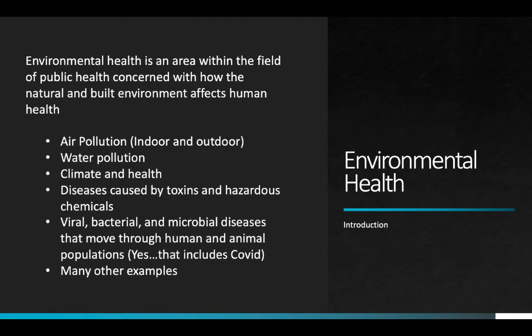As a quick introduction, let's talk about what environmental health is. This is a subfield within the broader area of public health and epidemiology that is specifically focused on how the natural and built environment affects human health. For the purposes of this course, that includes many of the topics that we're going to talk about, including air pollution, water pollution, climate and health, diseases that are caused by toxins or hazardous chemicals, and all the viral, bacterial, and microbial diseases that move through human and animal populations.